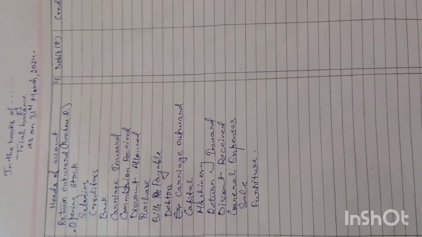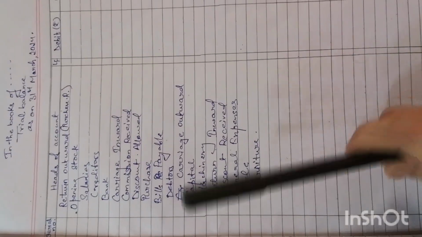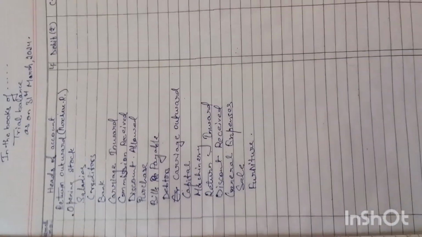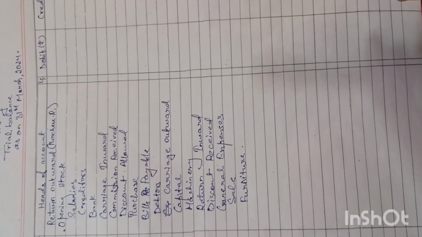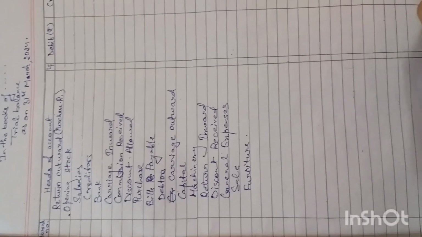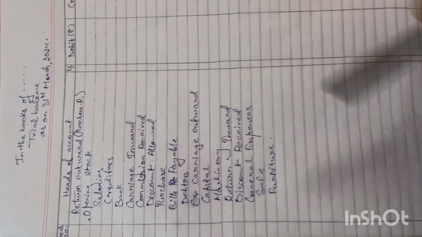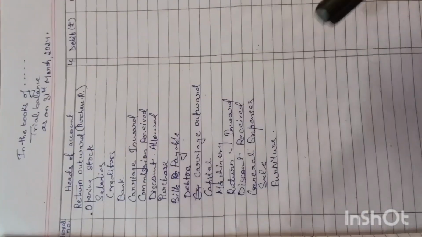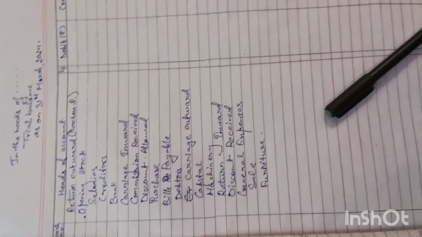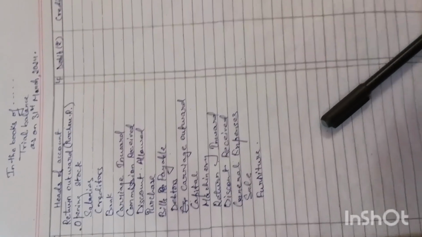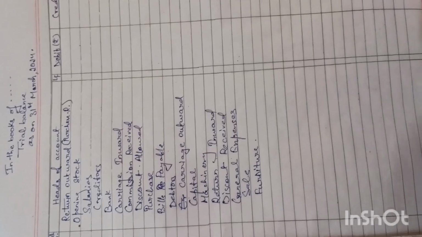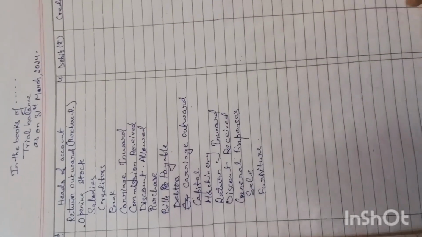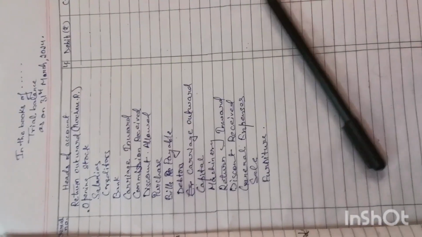Now let us make a trial balance from normal balance. This is the format. We have five columns: serial number, head of account, ledger folio, debit side and credit side. If it is given in our question, then we must write "in the books of" K Gupta or Bhattacharya, whatever name is given. Then trial balance as on the date for which we are preparing it.